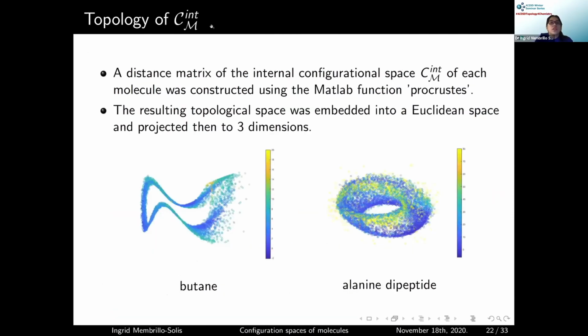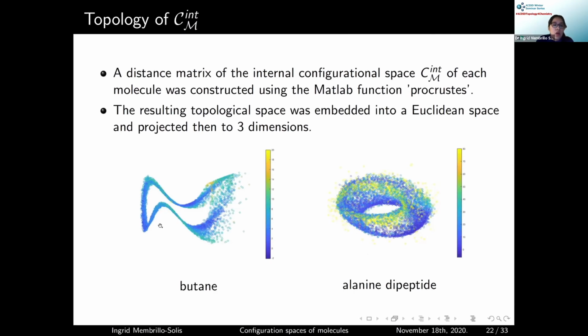First, we wanted to study the topology of the internal conformational space. For that, as I mentioned before, the metric is defined by the Procrustes metric. Given a set of conformations, we use the MATLAB function Procrustes, and with that we try to reconstruct the internal conformational space. The resulting topological space was embedded into a high-dimensional Euclidean space and then projected to 3 dimensions. These are the pictures that I'm showing here.